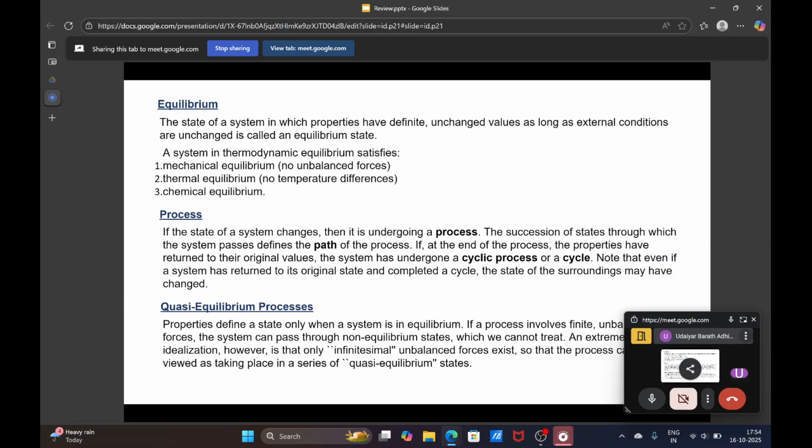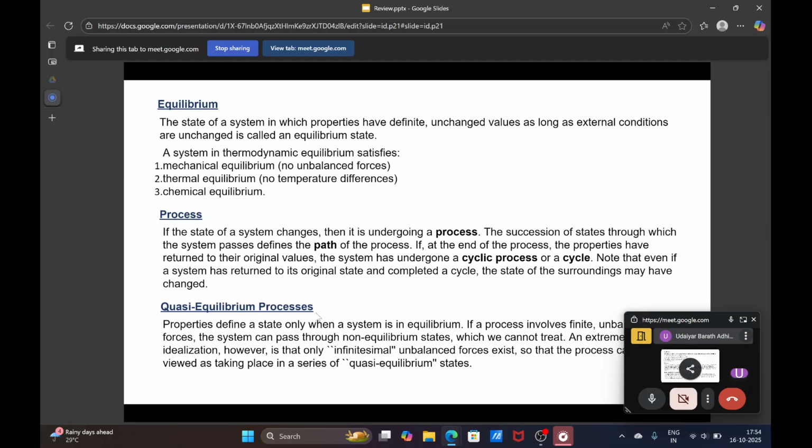So next is the concept of equilibrium and process. Equilibrium is the state of a system in which properties have definite, unchanged values. There is no change, and even if there is a small change, it comes back to it. You have three kinds: mechanical, thermal and chemical. And then process. A process is the change the system undergoes, the path along which it proceeds. It can be a cyclic process where the start point and end point remain the same, which is also called a cycle.